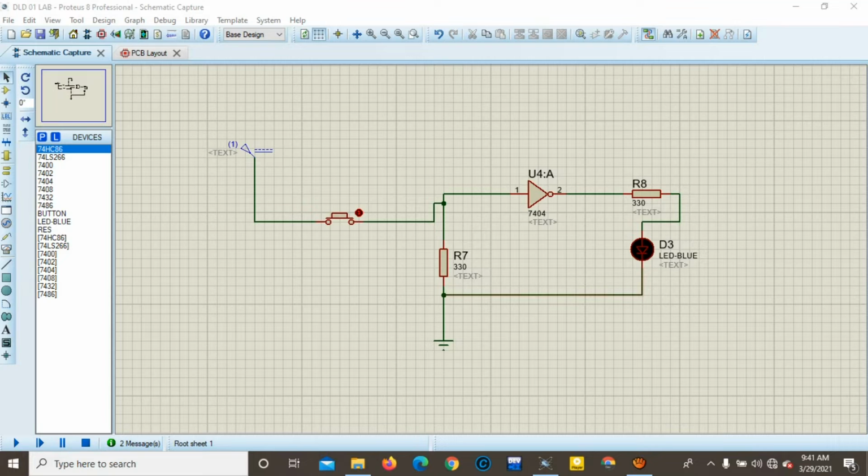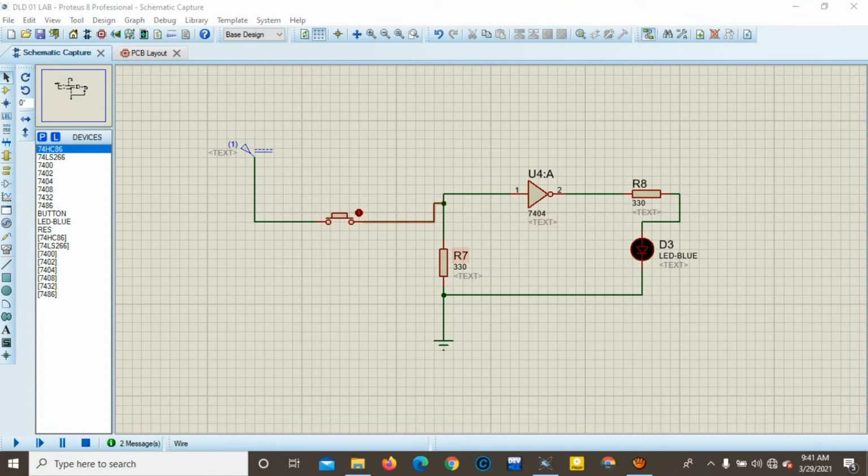So this is our third logic gate, which is NOT gate. NOT gate is basically an inverter which inverts the input. If our input is 1, then it gives output 0. If our input is 0, then it gives the output of 1.